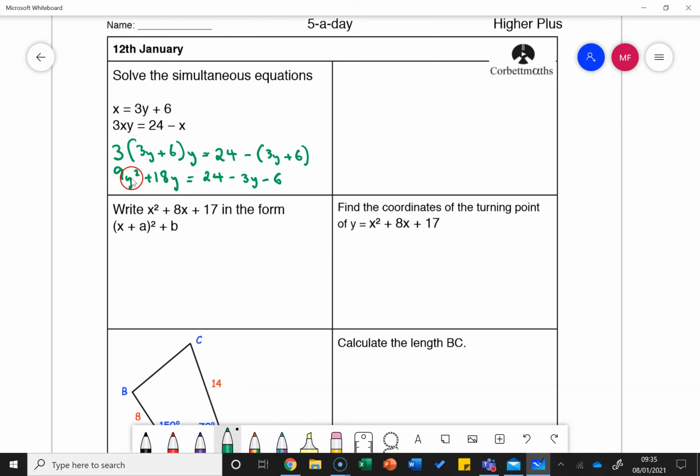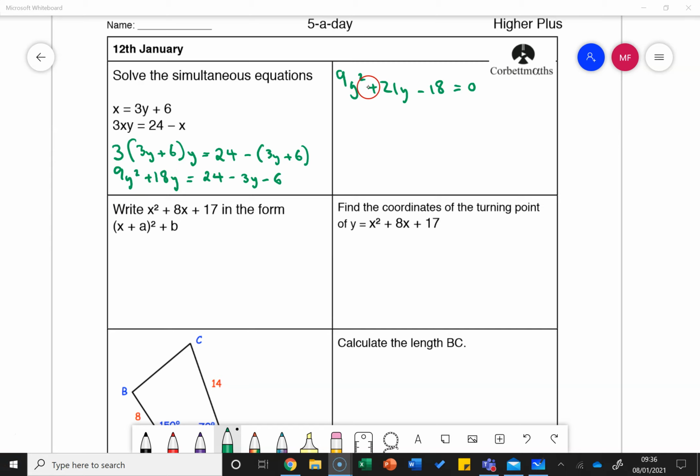Now, can you see you've basically got a quadratic here because you've got a y squared and you've got some y's. So what we're going to do now is play around with this, get it all equal to 0, factorise and solve. Okay, so I'm going to pause the video and do all that. So that's what it ties up to. Hopefully that's what you've got.